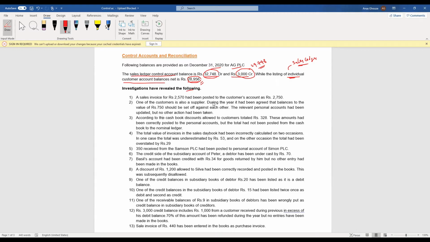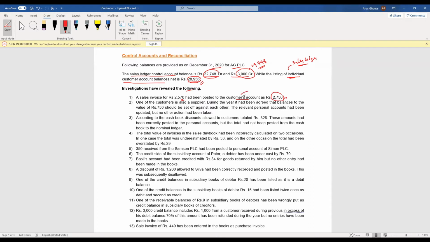Investigations have revealed the following. What is the first one? A sales invoice for rupees 2,570 had been posted to the customer account as 2,750. The sales invoice value was 2,570, but this had been posted to the customer's account as 2,750. So here the mistake is in the individual customer account balance.